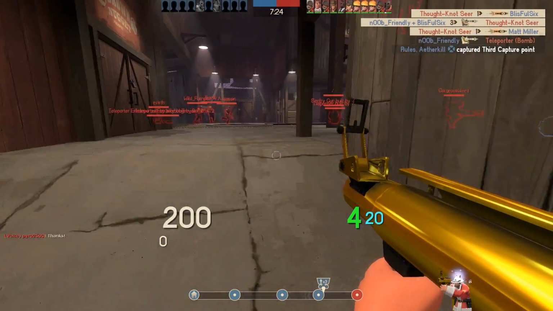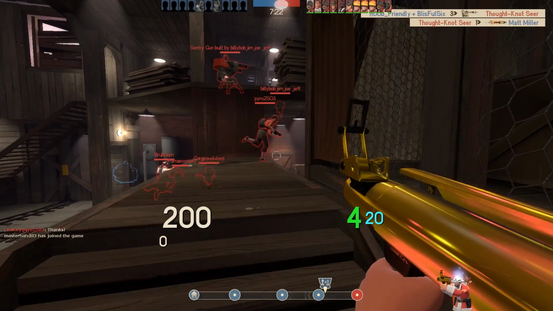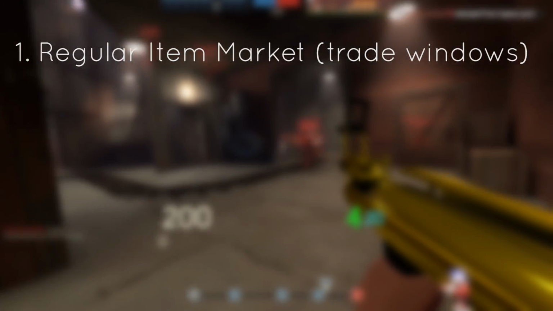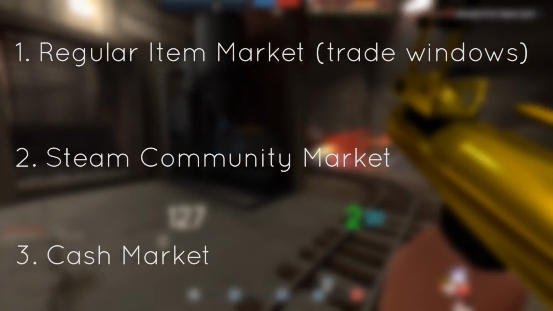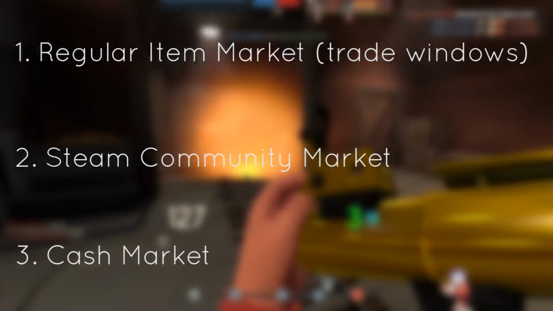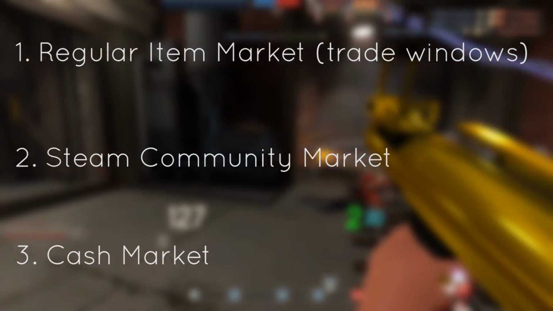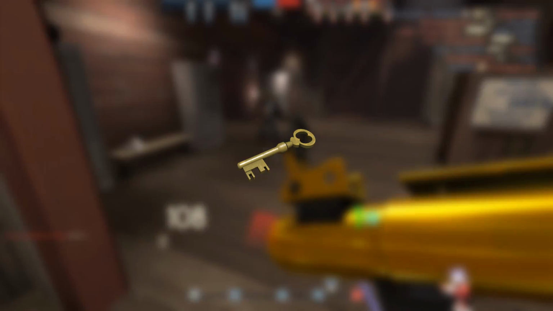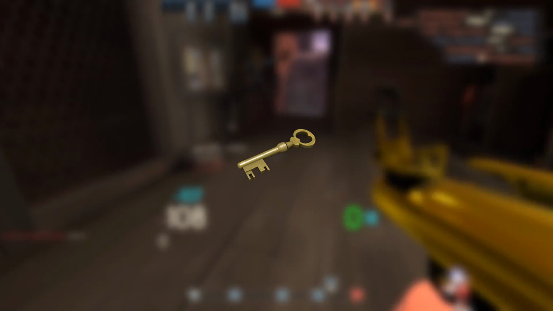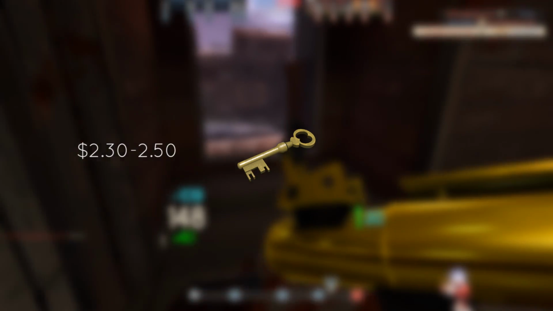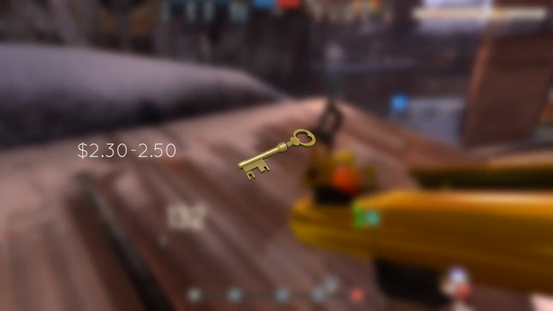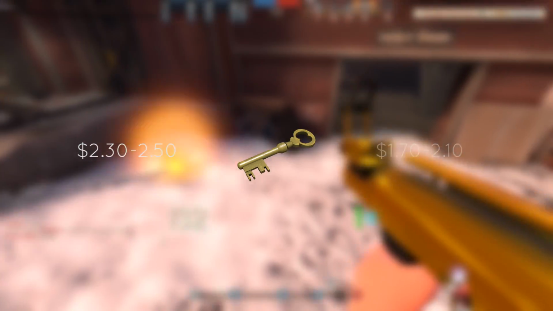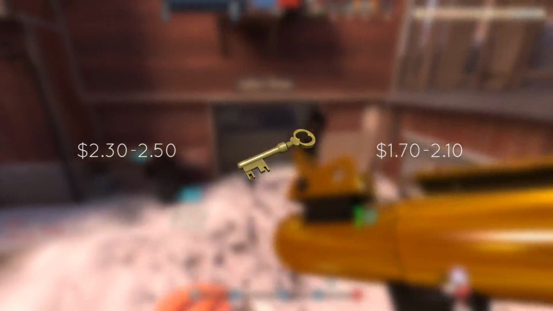In TF2, there are a few different markets in which items can be purchased: the regular item market, the Steam community market, and the cash market. All of these markets are fundamentally different to each other due to the simple fact that an item can have a different value in each one. Take the key for example. On the Steam community market, it commonly has a value of around $2.30 to $2.50. Yet in the cash market, they often sell from $1.70 to $2.10.